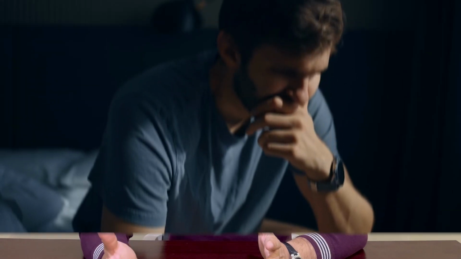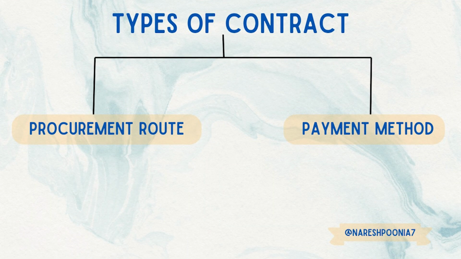But when you look up the type of contract, you'll see so many options out there that you get confused. But in your entire career, you might not see all types of contract. So if you see broadly, there are two ways the construction contract can be classified. One is based on the procurement route. Another is based on the payment type. Let's talk about each of them.